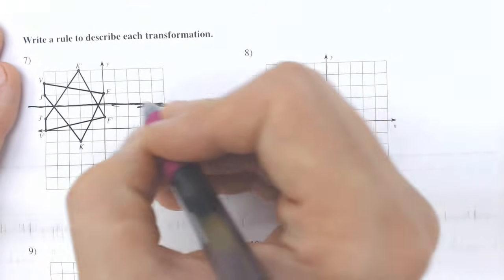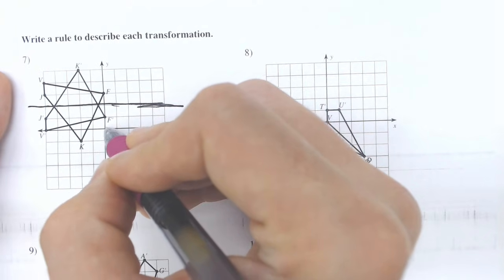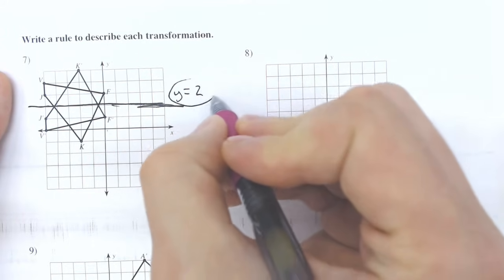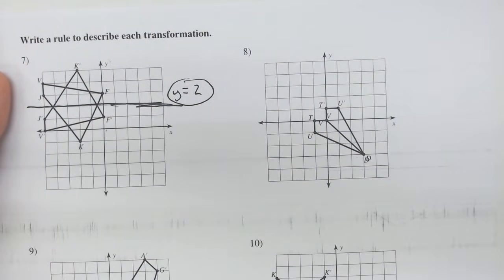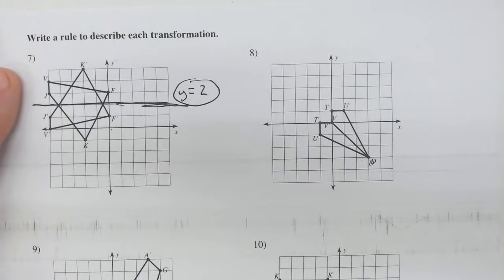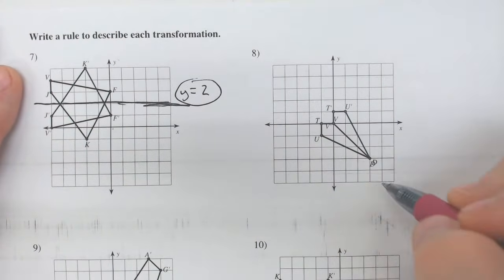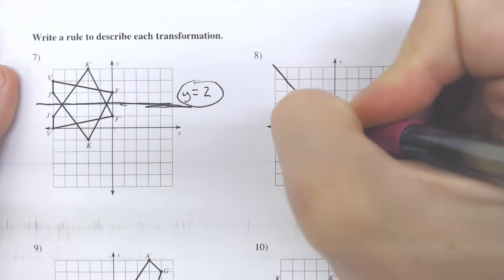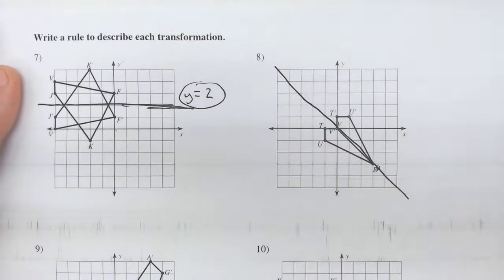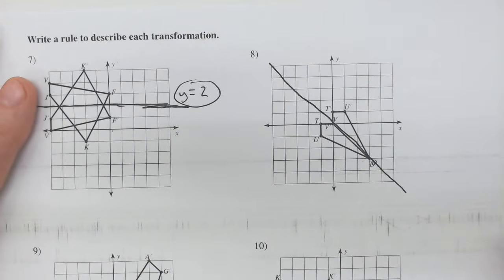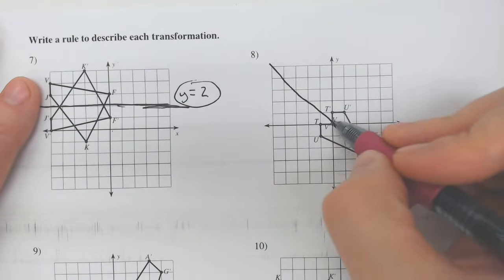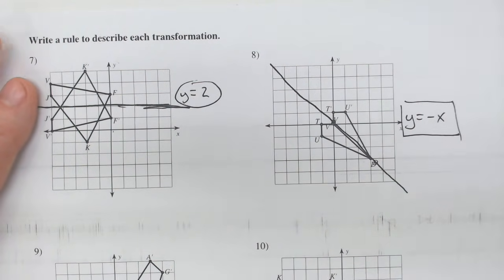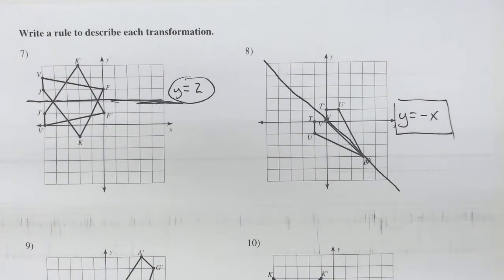So what is that line that I just drew? Well, it's a horizontal line up at 1, 2 for the y value. Horizontal lines are y equals. The y equals 2 would be the line of reflection. For number 8, the line of reflection is going to be diagonal, which is no big deal. It's this diagonal line that I'm drawing right now. So what is this diagonal line with a slope of negative 1 and a y-intercept of 0? Well, that is y equals negative x. Diagonal lines are going to be the y equals x or y equals negative x.